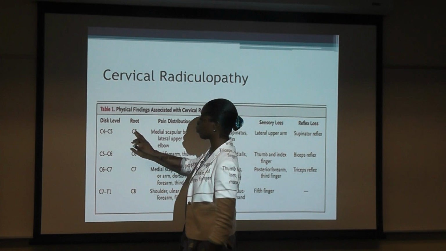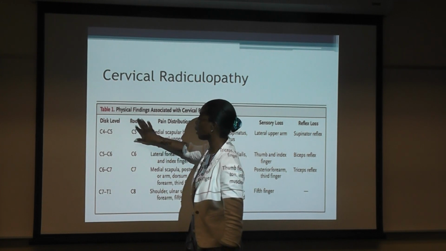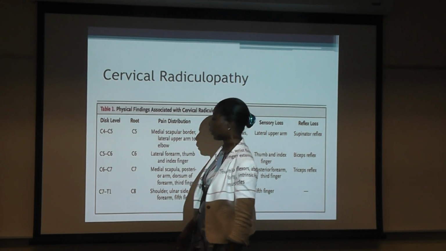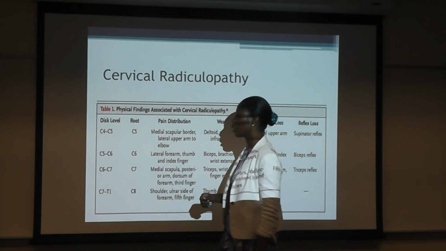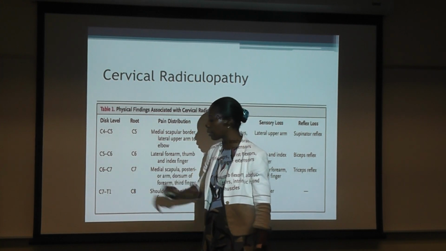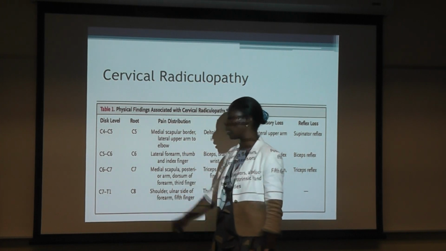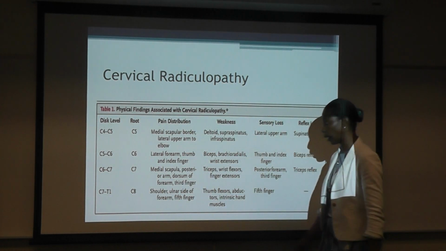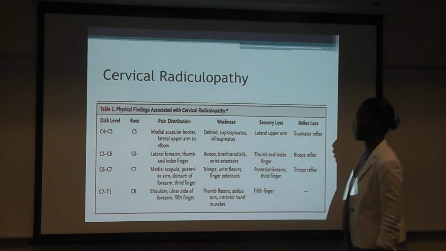C4, C5 is usually, if they have a disc at the level of C4, C5, the nerve root that's going to be compressed is the C5 nerve root. If you have a disc at the level of C5, C6, the C6 nerve root is going to be compressed. If you have a disc at the level of C6, C7, the C7 nerve root is compressed. And C7 to T1 is the C8 nerve root that's being compressed. Okay? And you'll have all these, how you can examine them here.